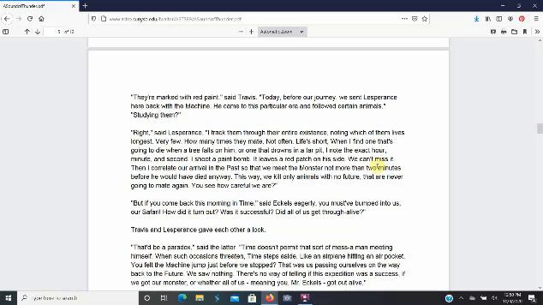"Not often. Life short. When I find one that's going to die when a tree falls on him, or one that drowns in a tar pit, I note the exact hour, minute, and second. I shoot a paint bomb. It leaves a red patch on his side. We can't miss it. Then I correlate our arrival in the past so that we meet the monster not more than two minutes before he would have died anyway. This way, we kill only animals with no future, that are never going to mate again. You see how careful we are?"